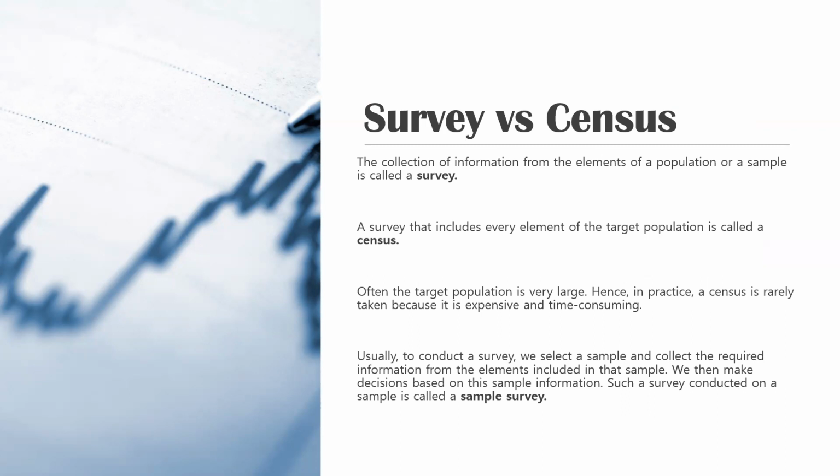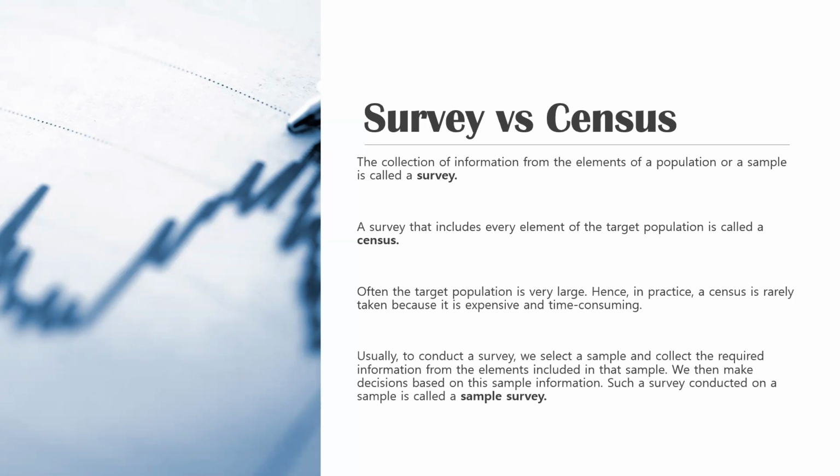So what is survey versus census? The collection of information from the elements of a population or a sample is called a survey. A survey that includes every element of the target population is called a census. Right? So a census is if you're trying to collect information from all elements of the target population.